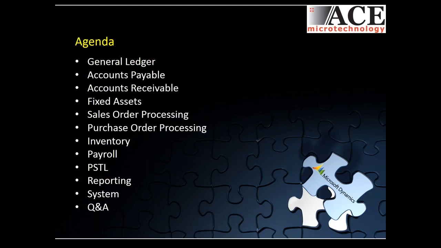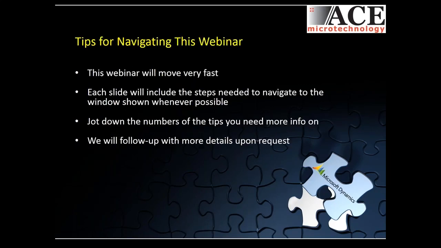So we're going to be covering topics: general ledger, accounts payable, accounts receivable, fixed assets, sales order processing, purchase order processing, inventory, payroll, the PSTL, otherwise known as Professional Services Tools Library, reporting system, and then we'll have some time for Q&A. There's a lot to cover. Each area has upwards of 3 to 7 slides or topics that we're going to be covering. So hopefully you'll get a lot out of this today.